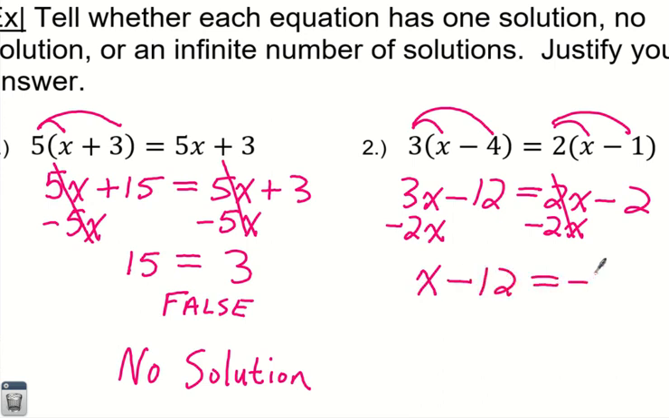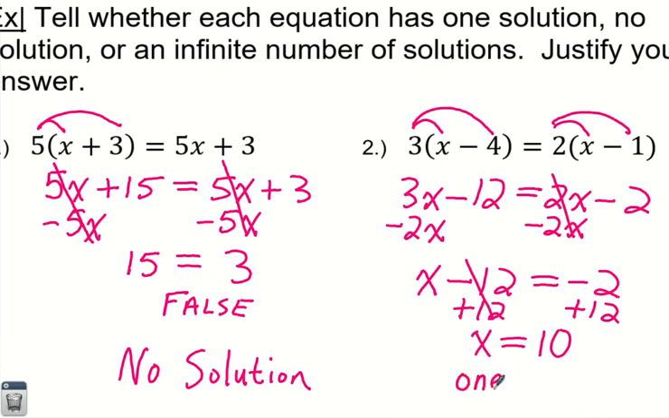And this is turning out more normal, right? Where we have an x that we can get all by itself. All we've got left to do is just have x equals, what's negative 2 plus 12? 10. And so that is going to be one solution. The one solution is x equals 10.